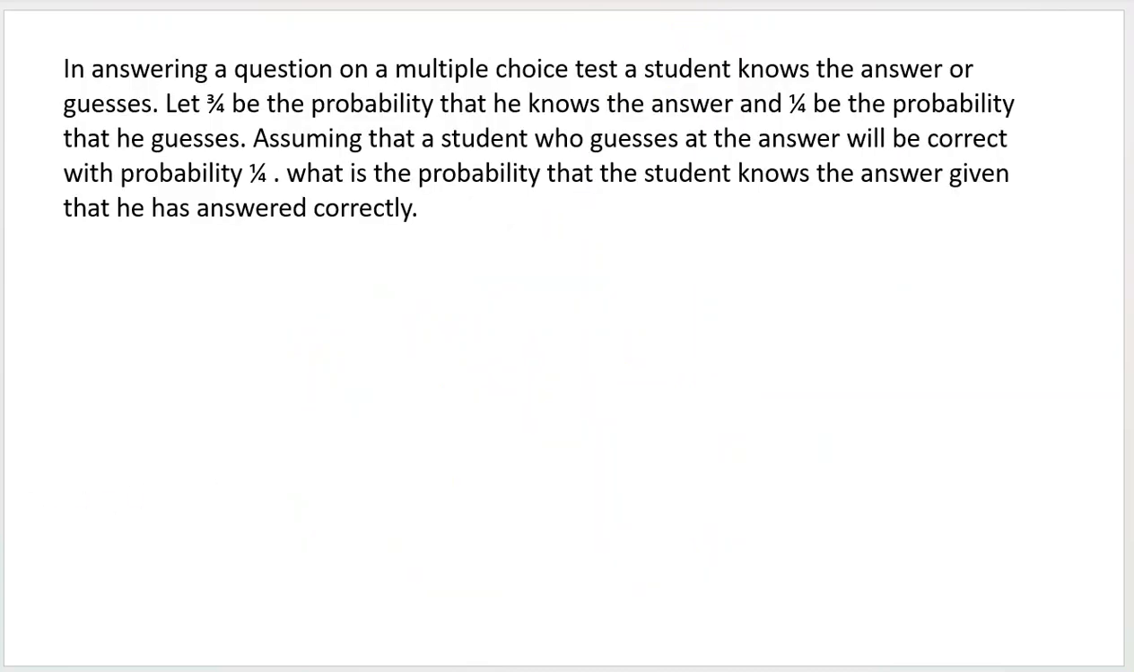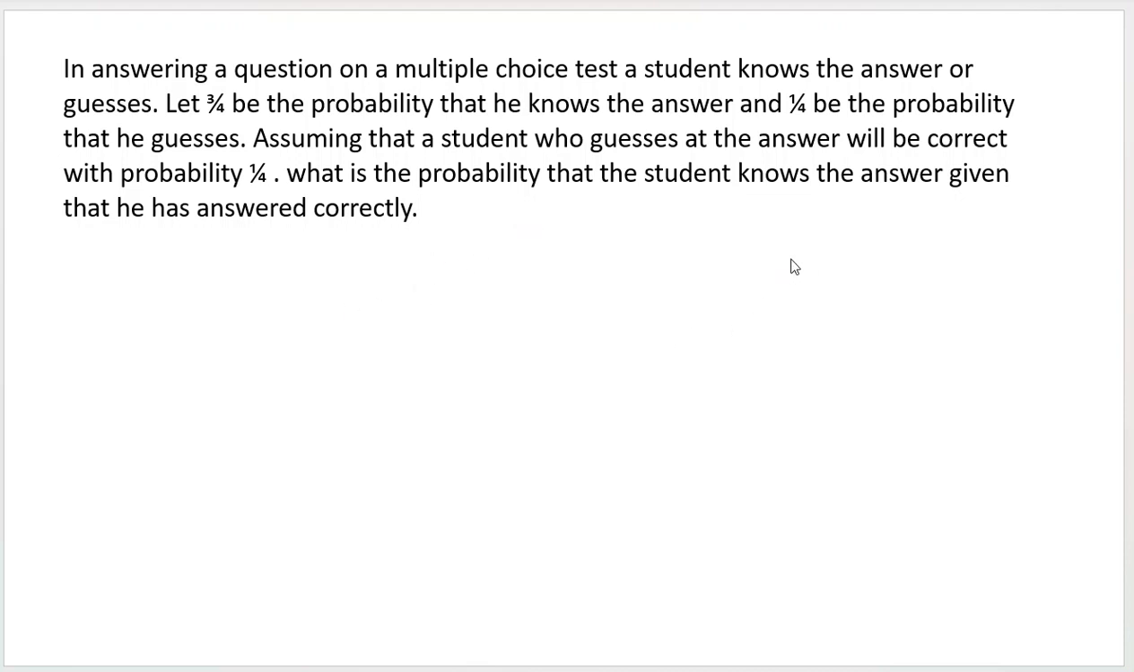We now move to the next problem. In answering a question to an MCQ, a student either knows the answer or guesses the answer. 3 by 4 is the probability that he knows the answer, 1 by 4 is the probability that he guesses the answer. Assuming that a student who guesses at the answer will be correct with a probability 1 by 4, what is the probability that a student knows the answer given that he has answered correctly?